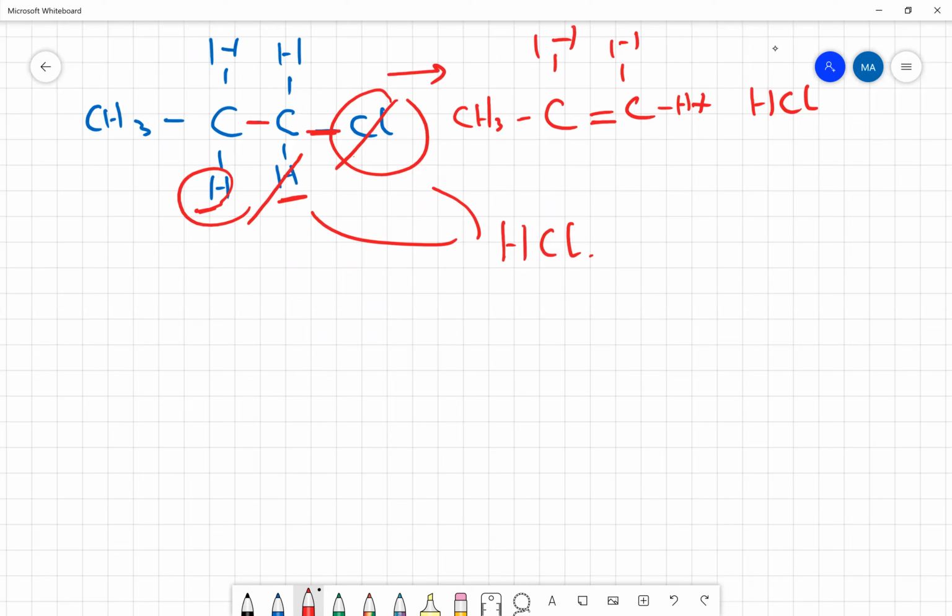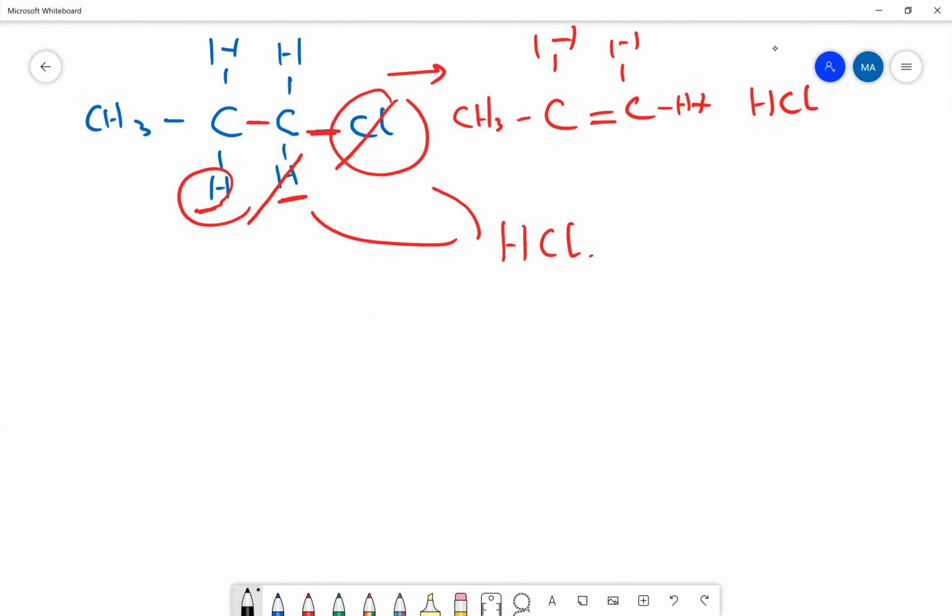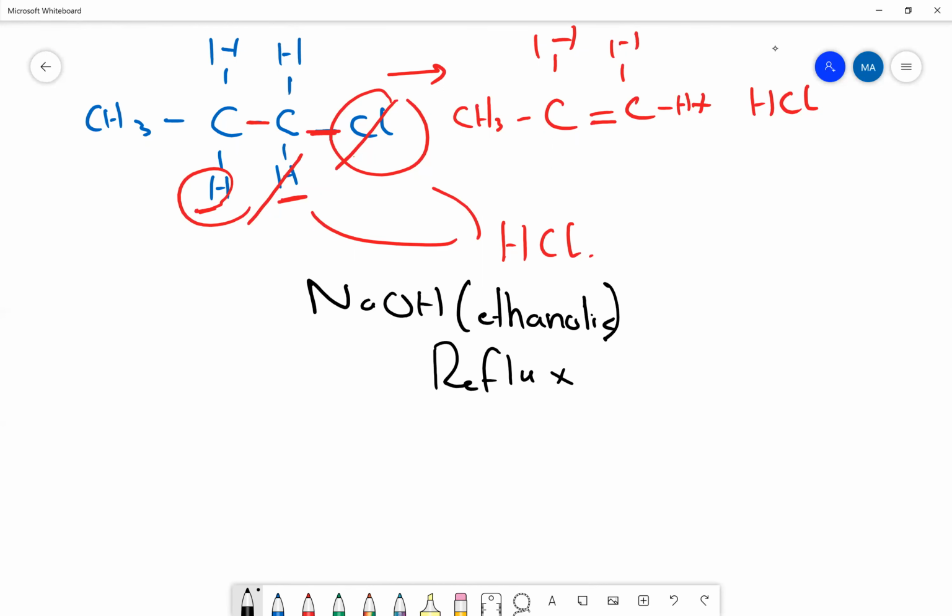And the conditions for this reaction are ethanolic NaOH with reflux. If you remember, while performing the nucleophilic substitution reactions, for the displacement of Cl with OH, NaOH used to be the reactant, right? But in that case, NaOH was aqueous. For an elimination reaction, the NaOH has to be ethanolic. This is the difference here.